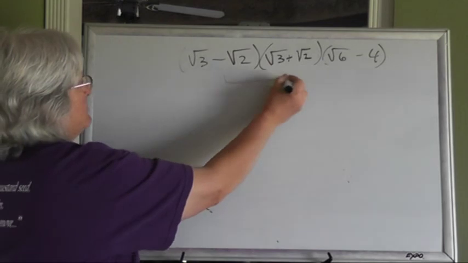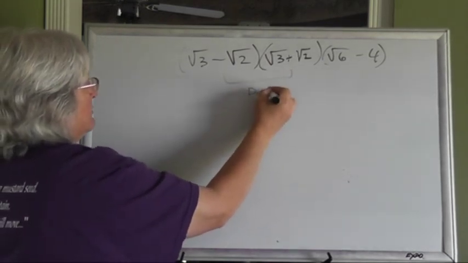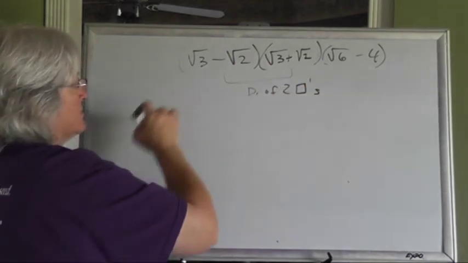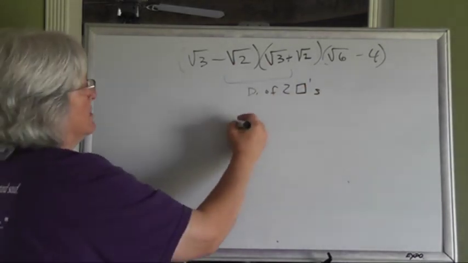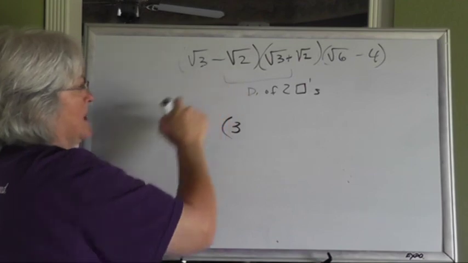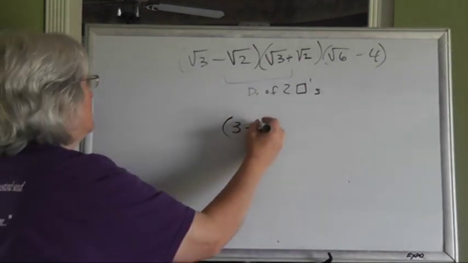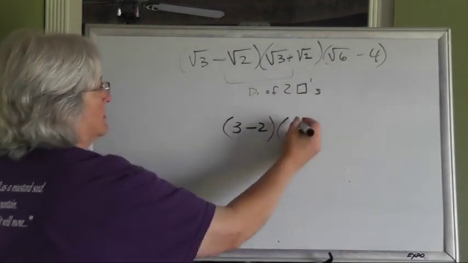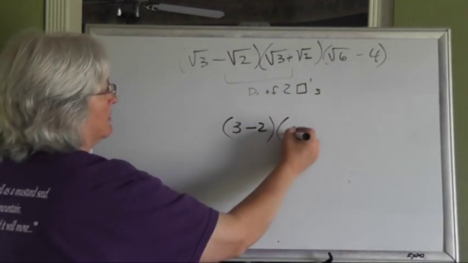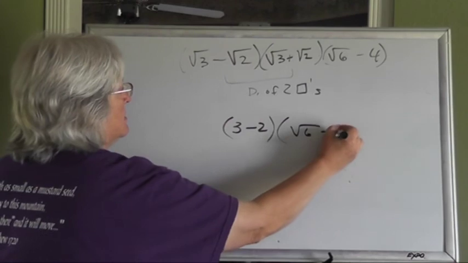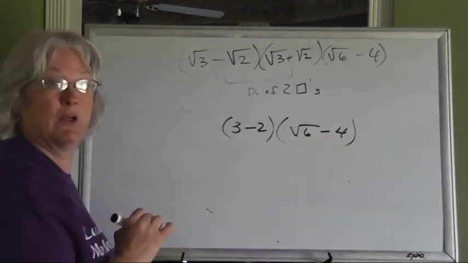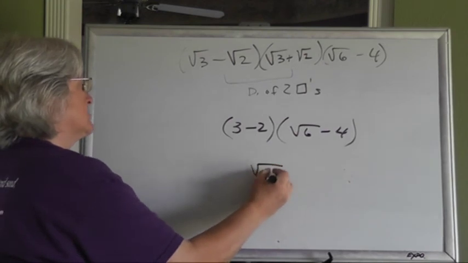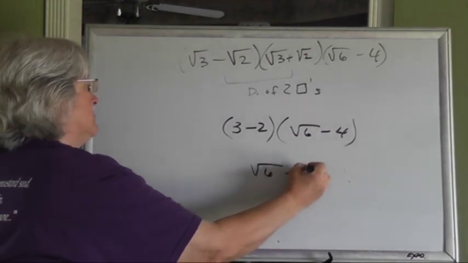We have the difference of 2 squares here. It's the square of the first, 3, minus the square of the second, 2, times this final factor here, square root of 6 minus 4. 3 minus 2 is 1, square root of 6 minus 4 is your solution.